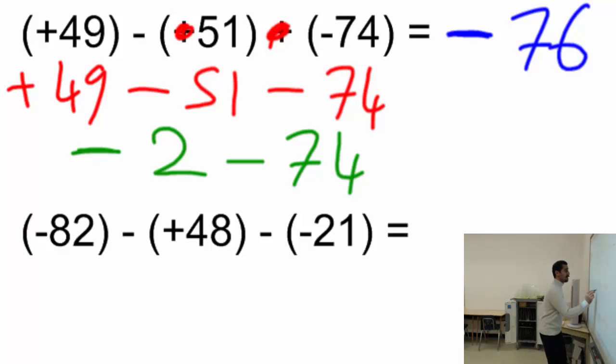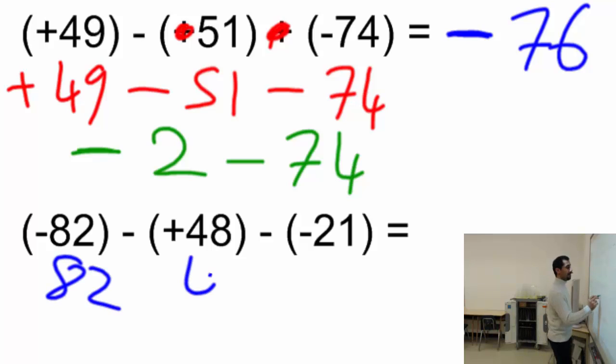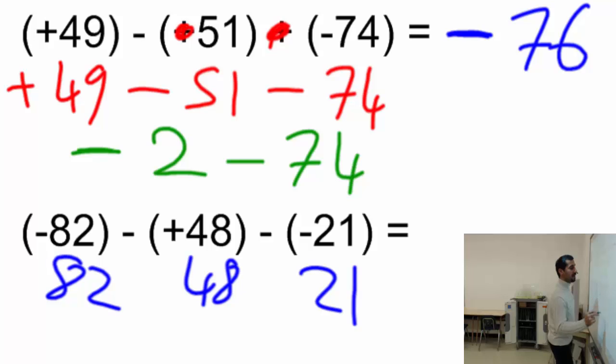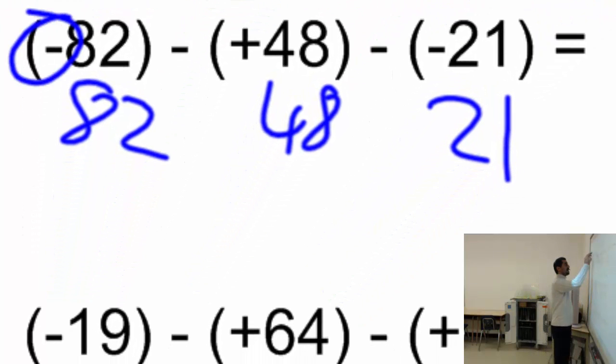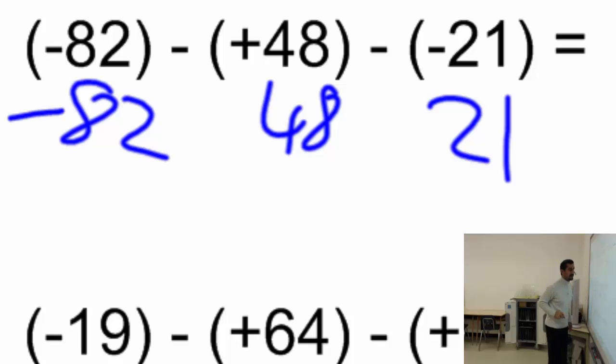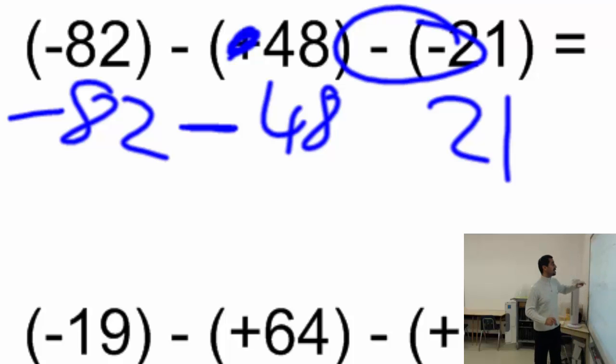Next, 82, 48, 21, and that negative sign is only 1, so it's going to come out the way it is. Over here I have positive sign, ignore that, negative left, leave it here. Over there, whoa, I have 2 negative signs here.